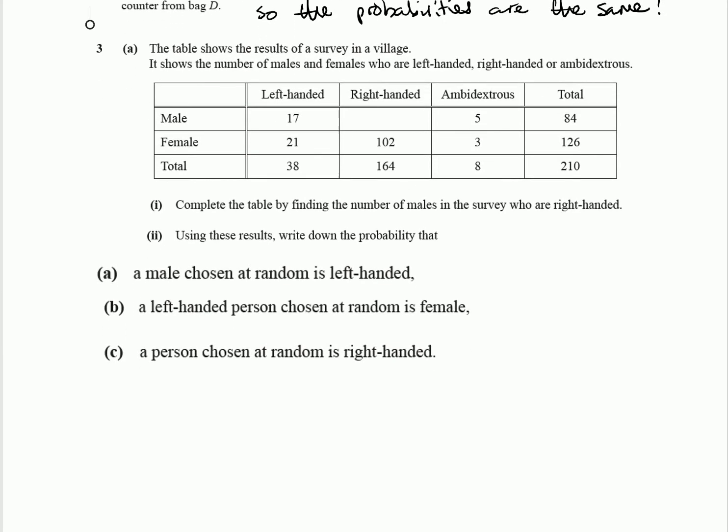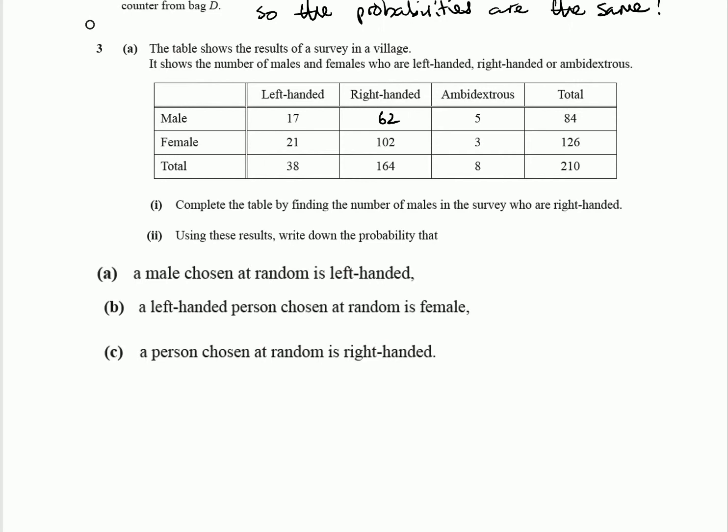The table shows the results of a survey in a village. It shows the number of males and females who are left-handed, right-handed, or ambidextrous, and I want to complete the table. So we've got a missing quantity over here. Now we can look across the row or down the column. If we look down the column, for instance, the total for this column is 164. With 102 sitting over here, we need to figure out what's missing, and it is of course 62 to make the total up to 164. Now if we check along the row, we can just confirm that. 17 plus 62 is 79, add 5 is 84, so I'm happy with that result.